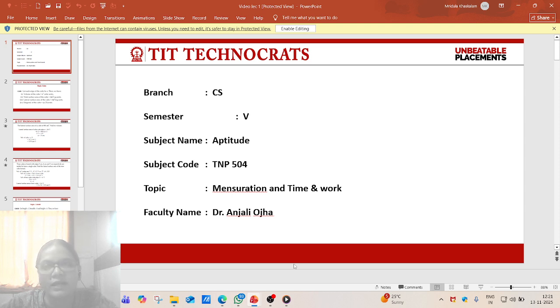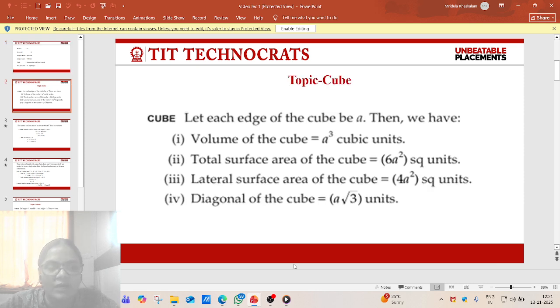Today, I will discuss two topics of aptitude. One is mensuration, and another one is stamina. Let's start with the topic mensuration. In mensuration, I have covered the topic cube and cuboid. The first one is cube.